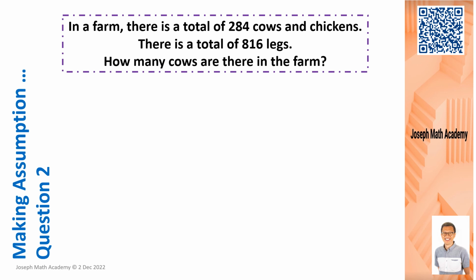Our main question, okay? This is our main question. All right. In our main question, we have very big values. 284 cows and chickens. That means there are 284 animals in the farm. And we know that there are 816 legs. Scary, right? But don't worry. As long as you don't use guess and check, it will be a very easy question. Let's use assumption. Now, we have to assume, remember, assume what? The opposites. Okay, let's assume the opposite.